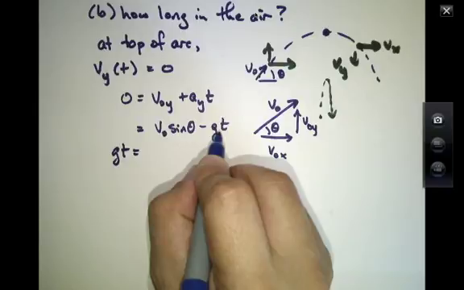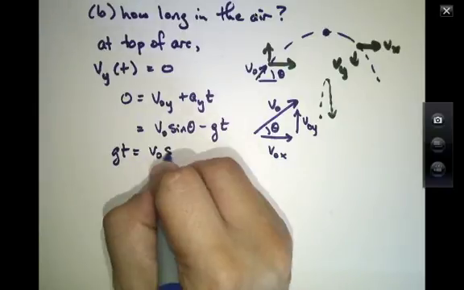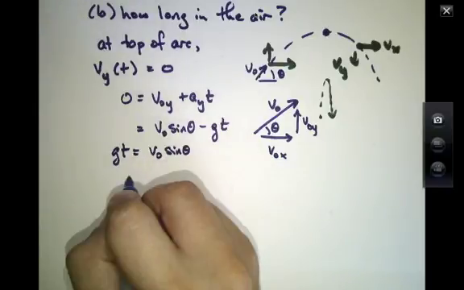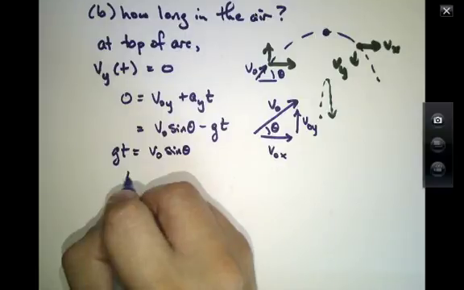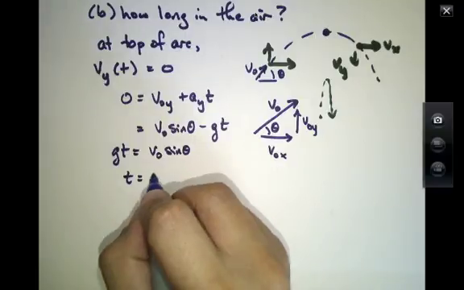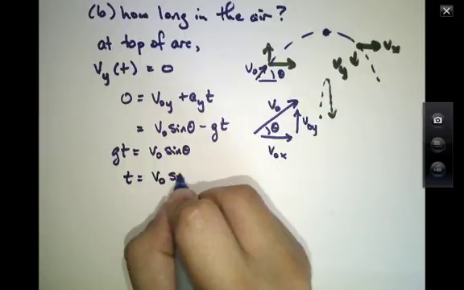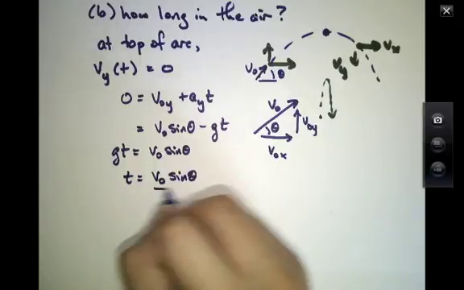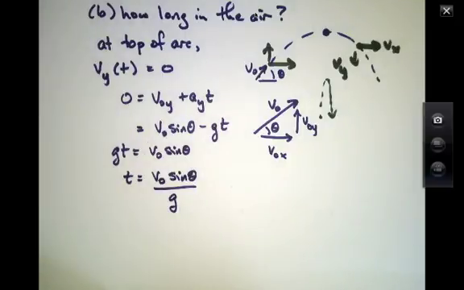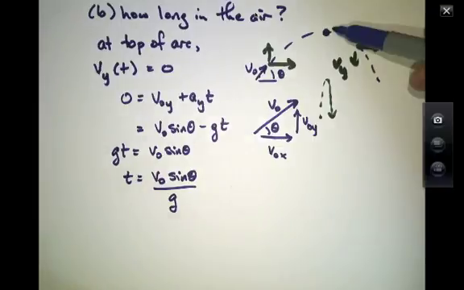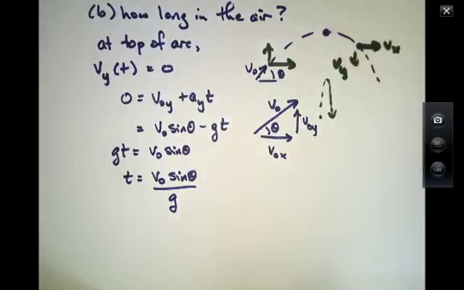V naught sine theta minus gt is 0, or the time that it spends going up is just that. Now that's not quite the answer to part B. That's the time spent to go up, in other words, to get to the top of the arc. It has to fall back down again, and actually that takes the same amount of time.